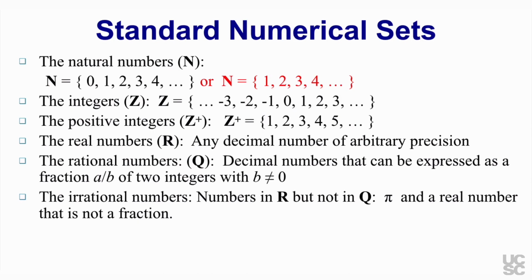The set of real numbers is also important; it is any decimal number of arbitrary precision, as you see. The set of rational numbers is the set of all fractions, and of course we require that in a fraction a divided by b, a and b are two integers, and b has to be non-zero. The irrational numbers are real numbers that cannot be described as fractions. A well-known example is pi, which is a real number, but it's not a fraction.